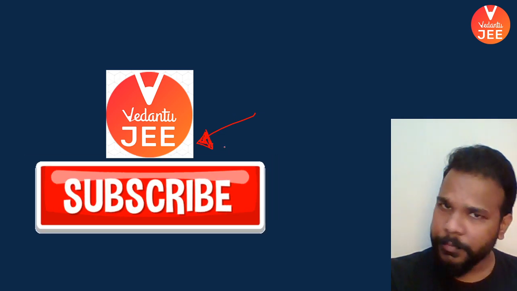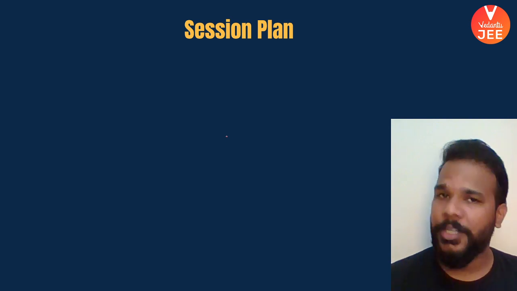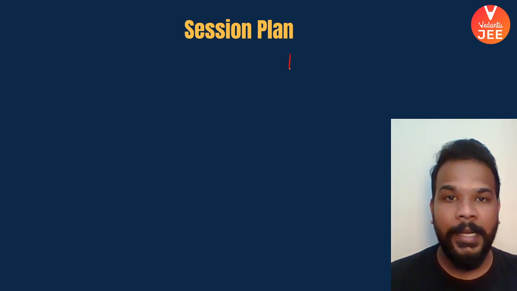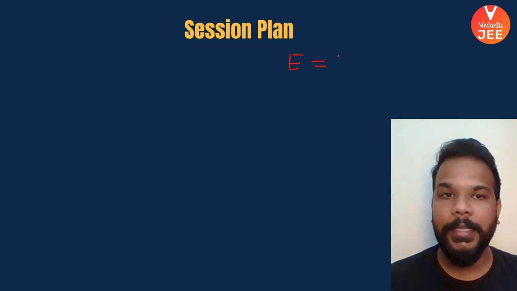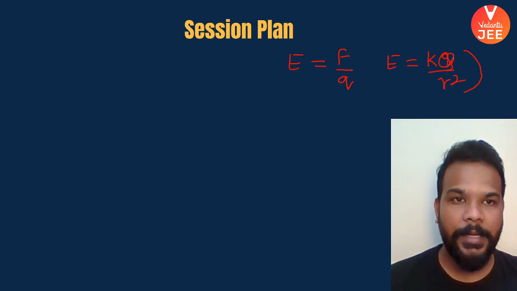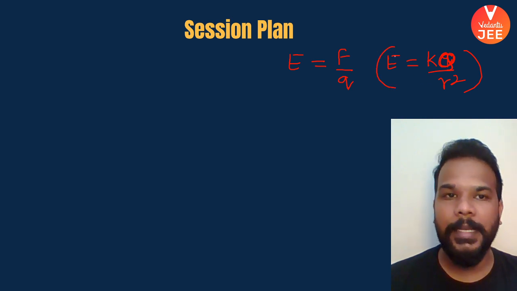Let's go and speak about the session plan for the day. You remember previously we talked about the electric field. We came to the understanding that electric field is defined as force per unit charge, and for a point charge we found the electric field as E = KQ/R². So this is basically the expression of electric field which we found for a point charge. I hope you guys remember this.